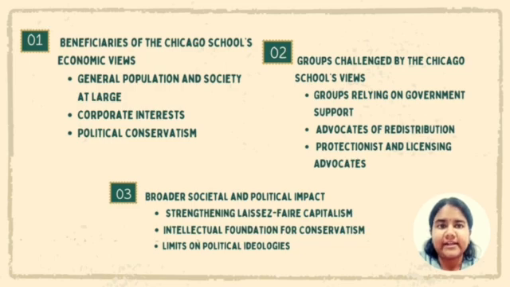This is an exploration of whom the Chicago School sought to benefit directly or indirectly, and its broader societal and political implications. First, the beneficiaries of the Chicago School's economic views. The Chicago School's emphasis on free markets, minimal government intervention, and competitive capitalism has appealed to and benefited several key groups, such as the general population and society at large, through increased economic freedom.